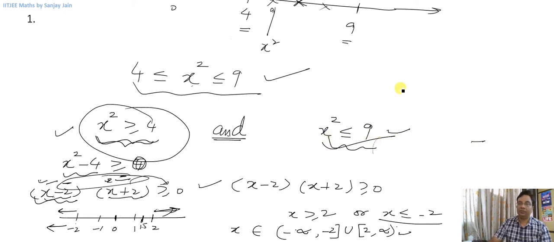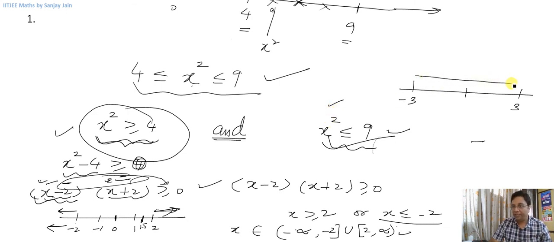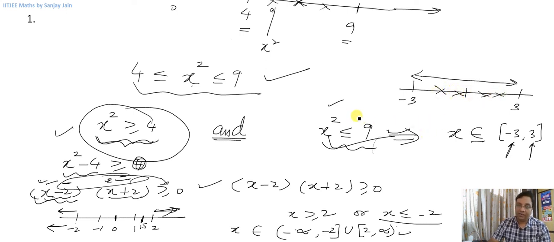x² is less than or equal to 9. Again, if I take 3 here and -3 here, when I put x equal to 3, it will give me 9. When I put x equal to -3, it will again give me 9. If I put anything between -3 and 3, it will give me values which are lesser than 9. So the solution of this will be x belongs to [-3, 3]. That means x can be -3, x can be 3, or x can be any value between -3 and 3.